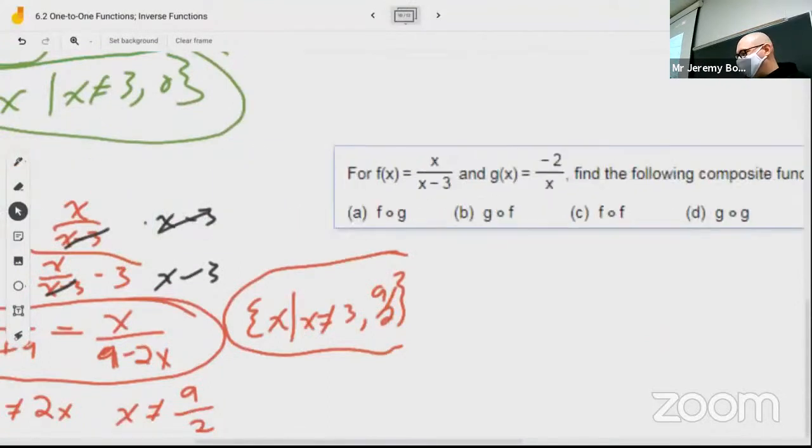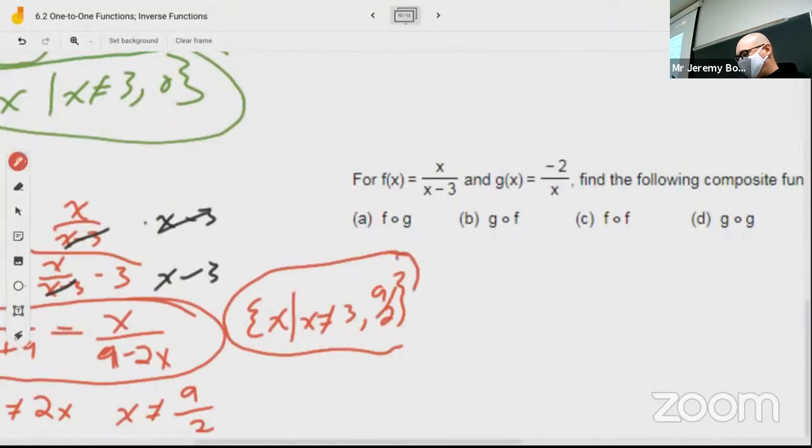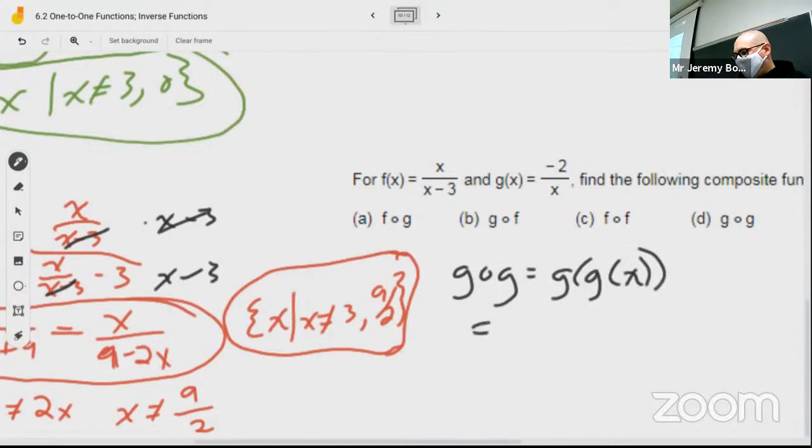So the last one we're doing is g of g. We're going to do g composed with g, which is g of g of x. We're going to put a g of x everywhere there's an x in g. So we have negative 2 over g of x. Which if we replace that with what g of x is, it's going to be negative 2 over negative 2 over x.